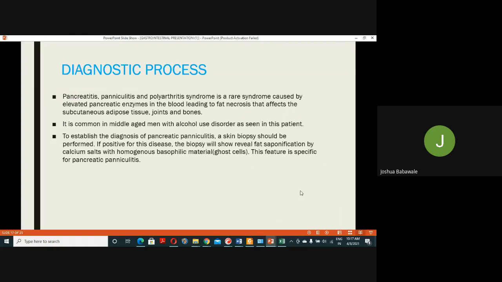So for us to establish the diagnosis of this disease, I would advise that a skin biopsy is done. And if it is positive for this disease, the biopsy will show fat saponification by calcium salts with homogeneous basophilic material, also known as ghost cells, which is specific to pancreatic panniculitis. Next slide, please.